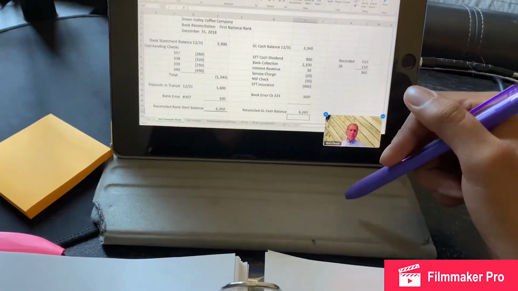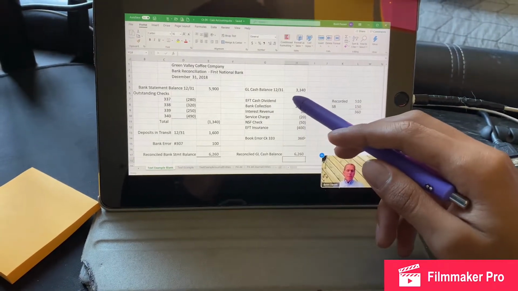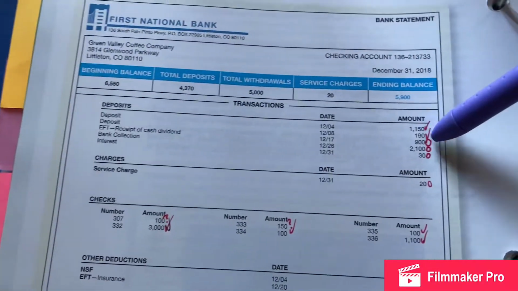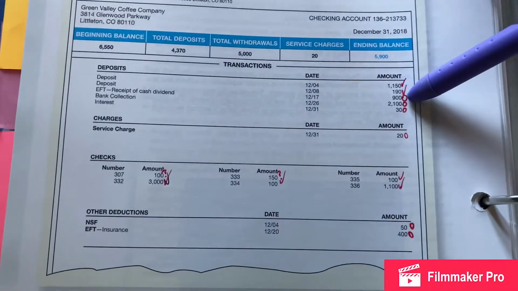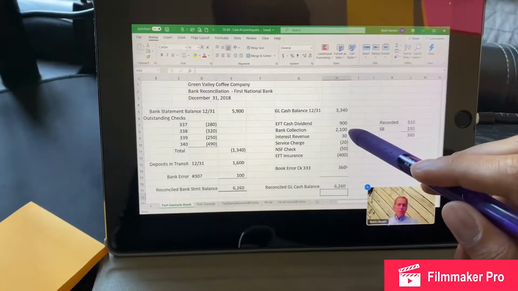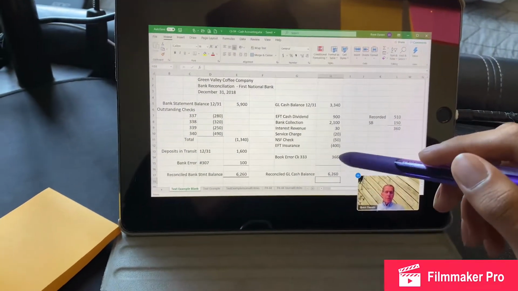But practice makes perfect. Next, we're going to be looking at the right side, which is basically everything that was circles but wasn't a check. So we see the 900 here for the dividend being put right here. We have the bank collection for 2,100 being collected right there. We see the interest being collected right there. And then all of these are deposits, so that's why they're positives, additions.